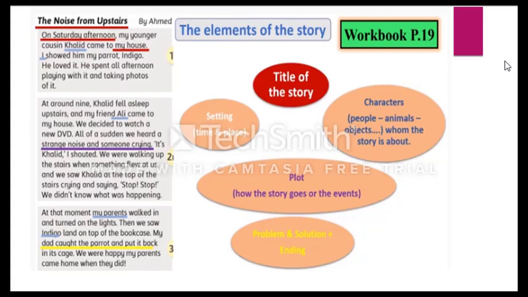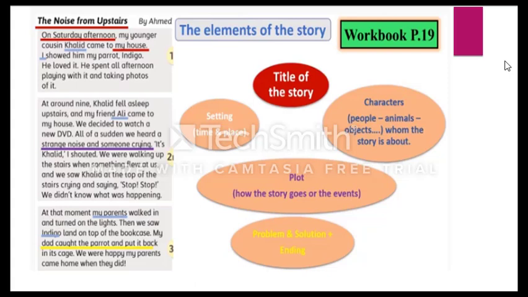The plot: how the story goes, or the events. And the problem: a strange noise and someone crying. The problem, solution and ending: Dad caught the parrot and put it back. Let's read the story together.